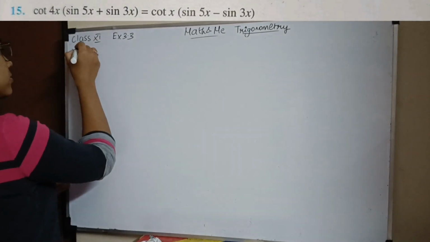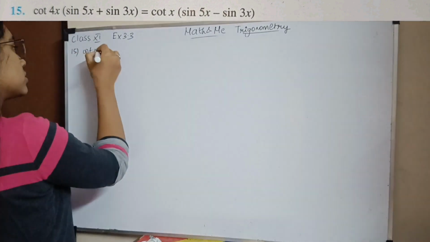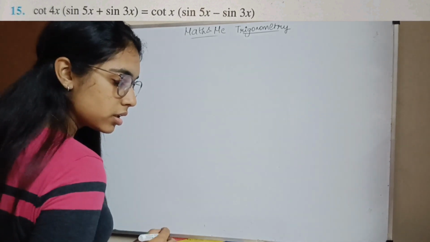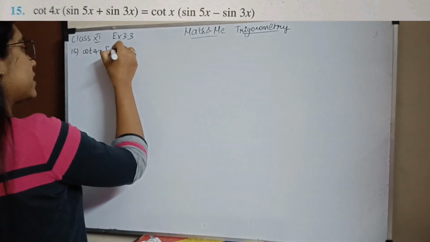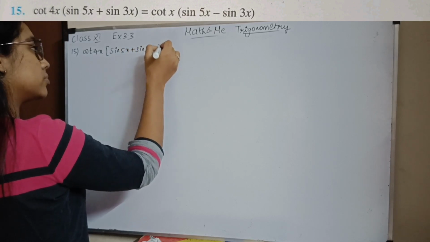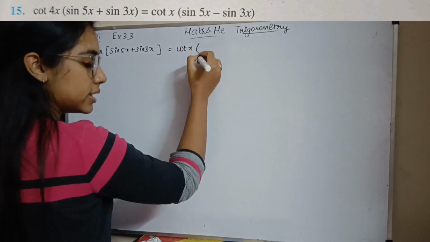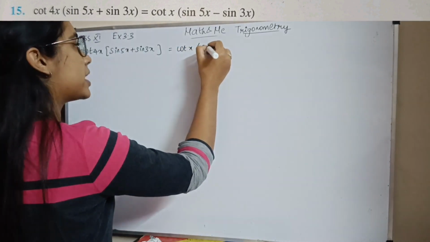Question number 15. Cot 4x times sin 5x plus sin 3x equals cot x times sin 5x minus sin 3x.